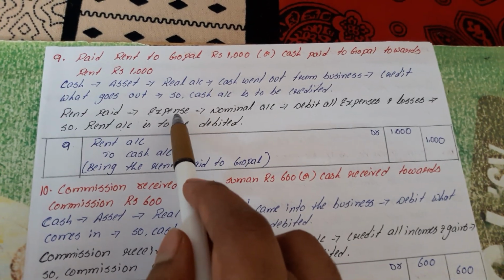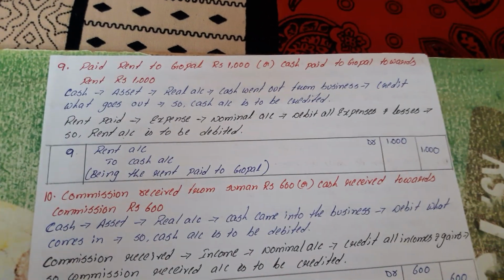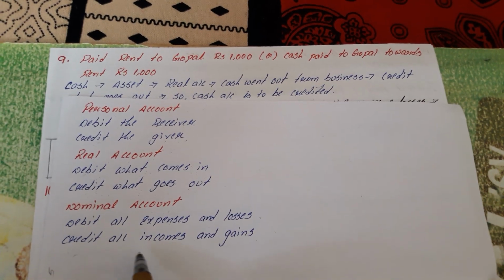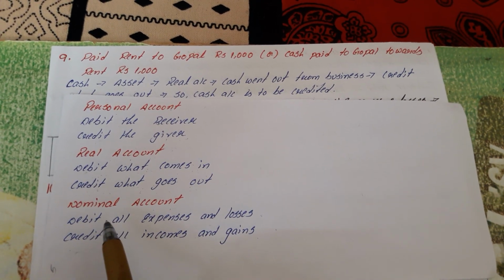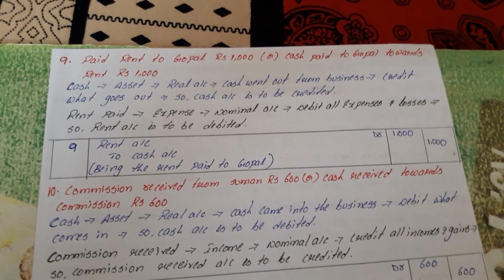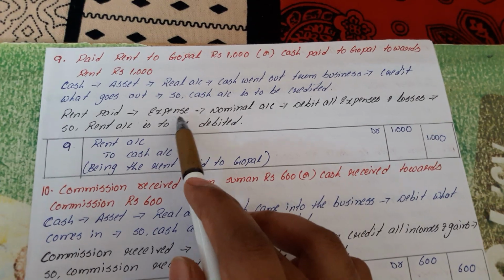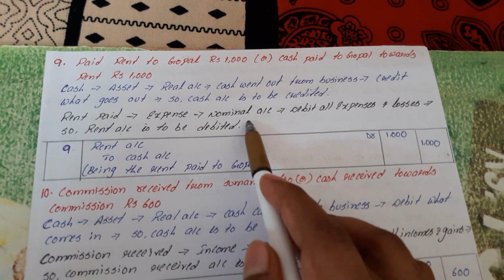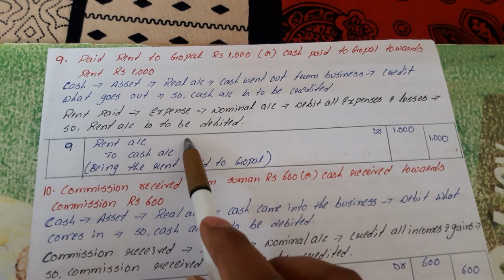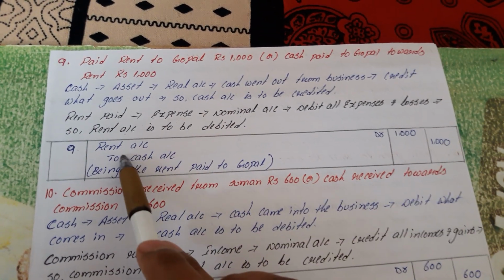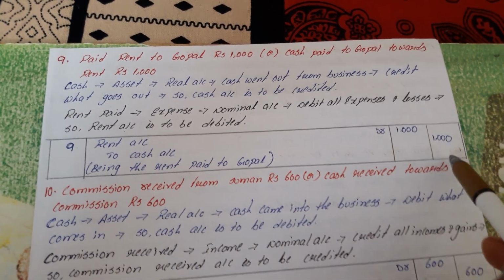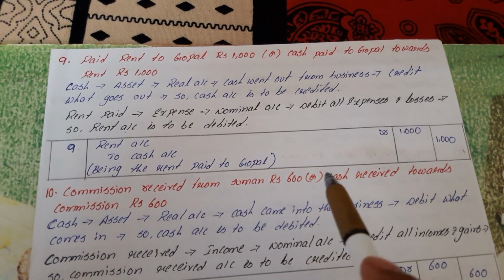Remember the nominal account rule: debit all expenses and losses, credit all incomes and gains. Rent paid is an expense for us. Based on the nominal account rule, we have to debit all expenses and losses, so rent account is to be debited. Then the entry will become: rent account debit 1,000 to cash account 1,000, being rent paid to Gopal.